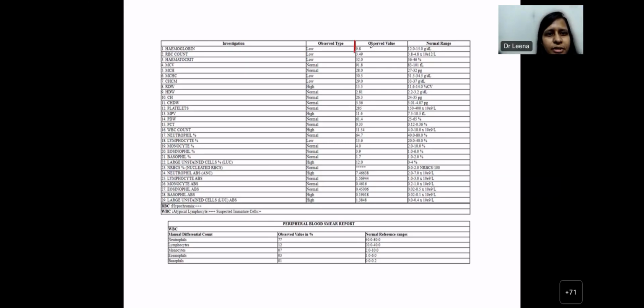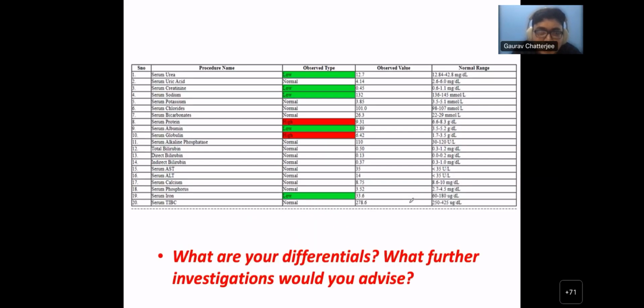This is the hemoglobin. 9.8. Okay, sir, it's on the lower side. Not too low, but still on the lower side. Platelet? Sir, the platelets are normal. Okay. What about WBC? WBCs are slightly higher, only slightly higher. And this is the differential count. What do you see here? Is it normal or is there any problem in this? Sir, almost normal. Okay, so not too much significant finding we could see here, right, Lina? Yes, sir.